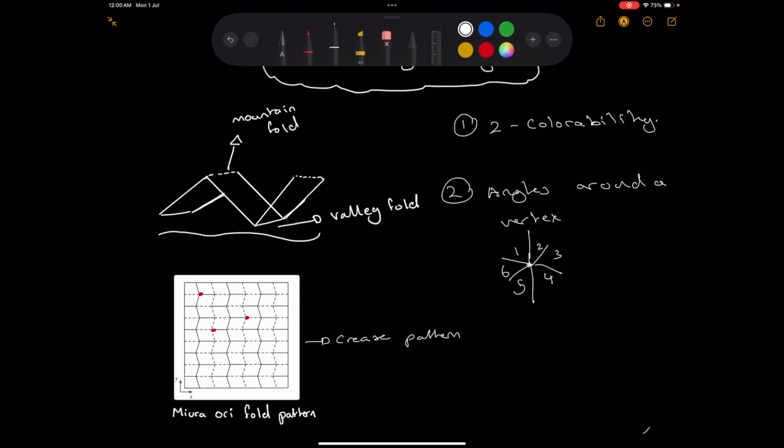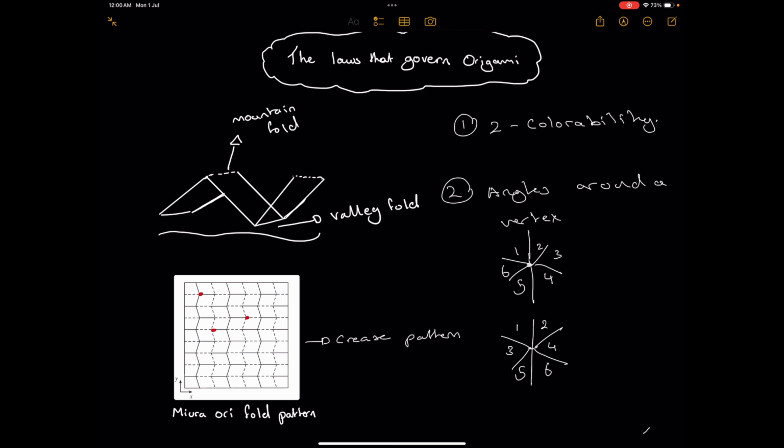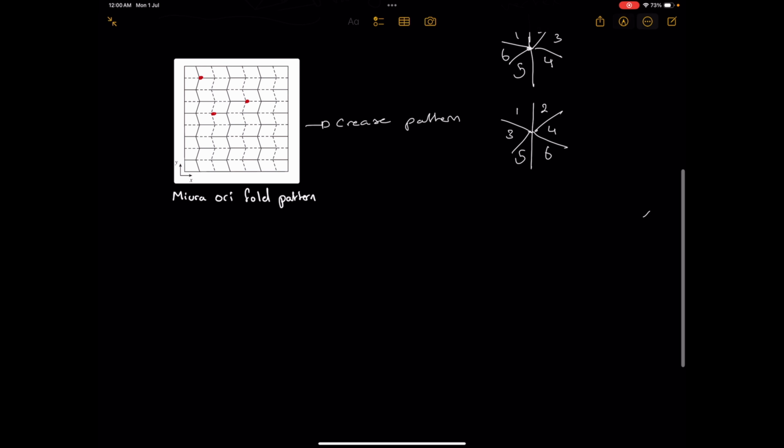And what the law states essentially is that once folded, we would get all the even number angles on a straight line, so 2, 4, and 6. And then we would get the odd number angles in a straight line, so 1, 3, and 5. And yep, that's it for angles around the vertex.